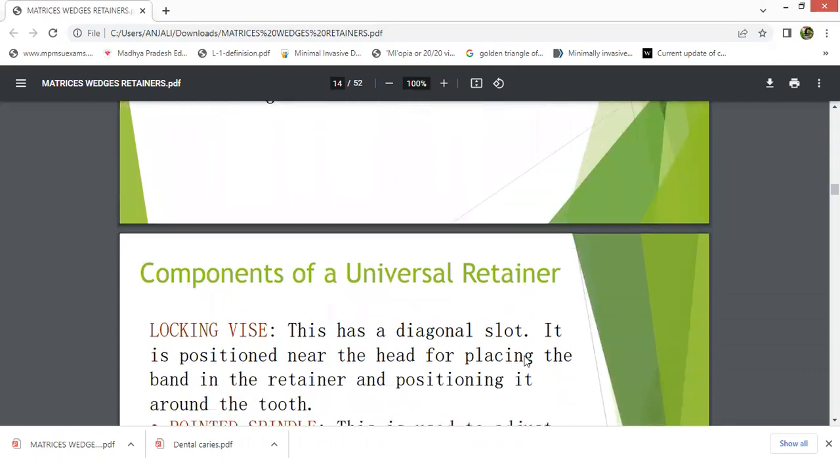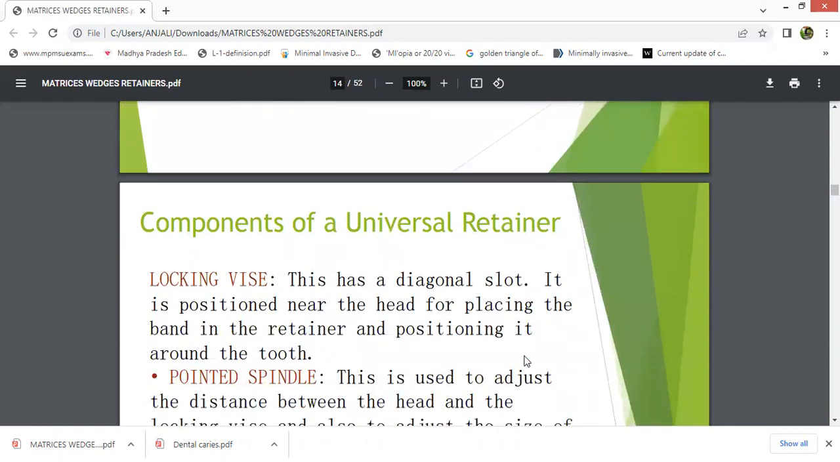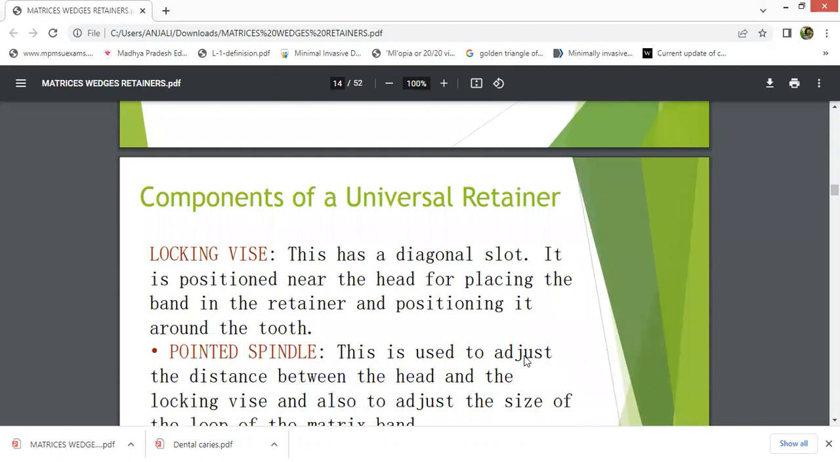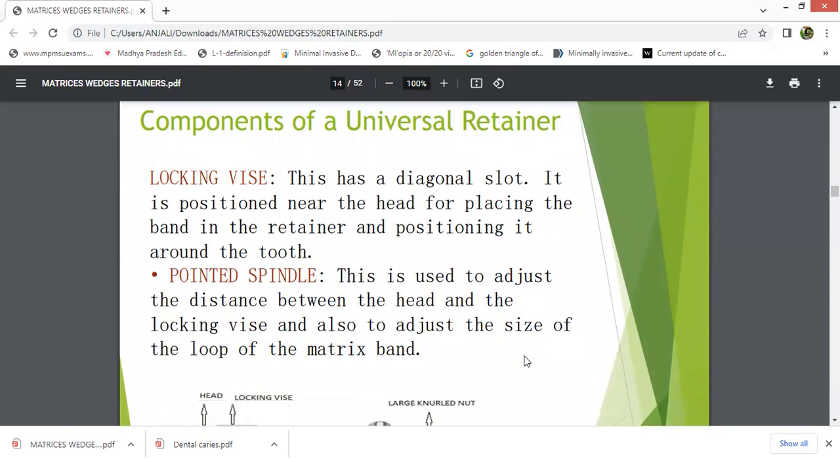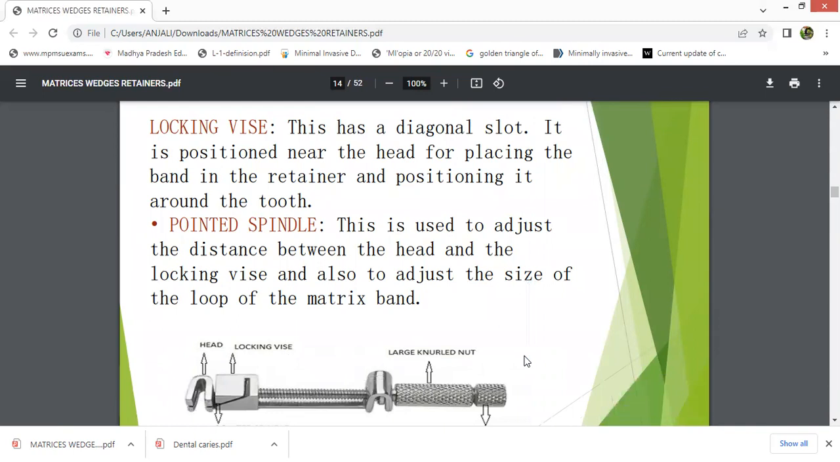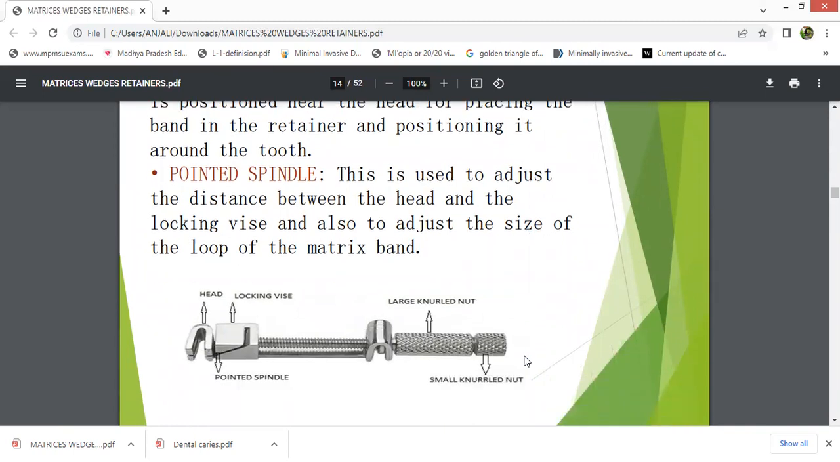So the components of the universal retainer. First is the locking vise. This is a diagonal slot. It is positioned near the head of the retainer for placing the band in the retainer and positioning it around the tooth. So next one is the pointed spindle. This is used to adjust the distance between the head and the locking vise. It also adjusts the size of the loop of the matrix band.